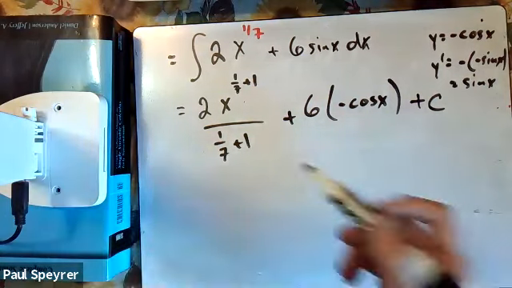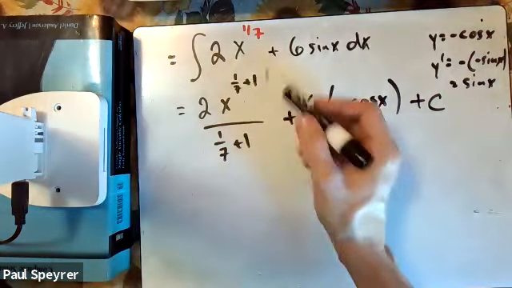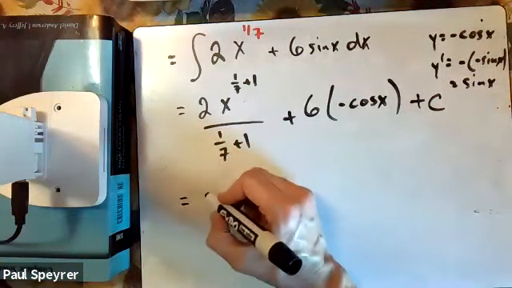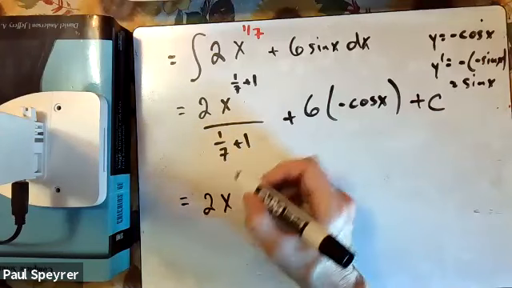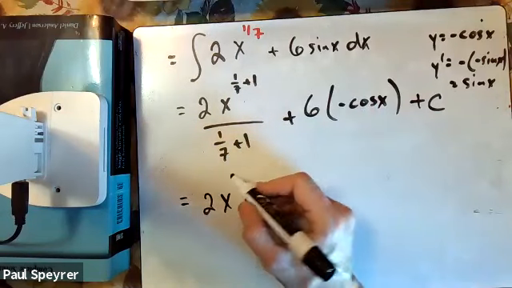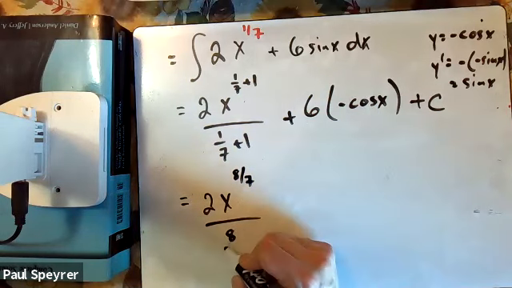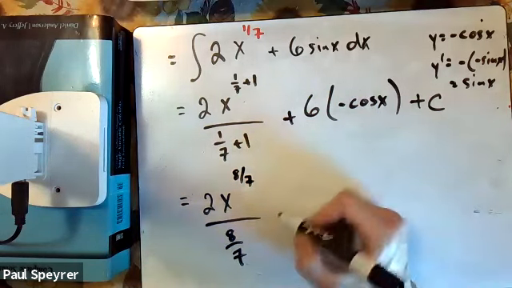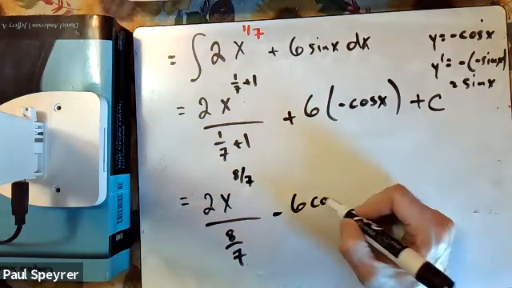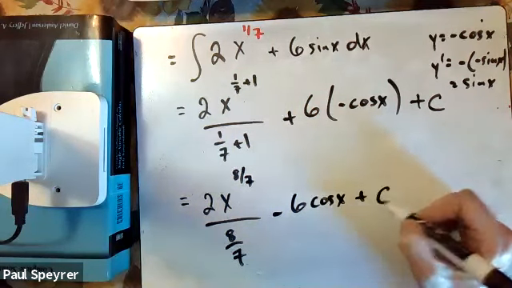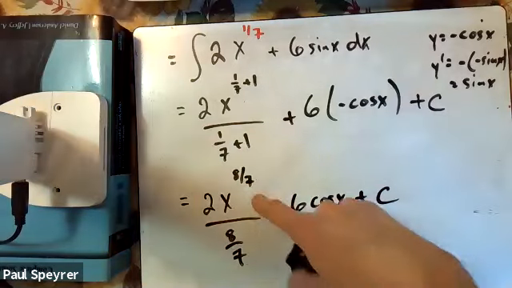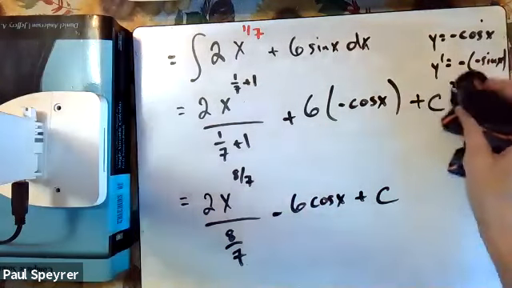So obviously we need to simplify, right? Especially this part right here. So what is this? This is 2 and then x, and what's 1/7 plus 1? That's 8 over 7. That means we also have that divided by 8/7. And then this is just minus 6 cosine of x plus C. Then of course we can simplify this, right?